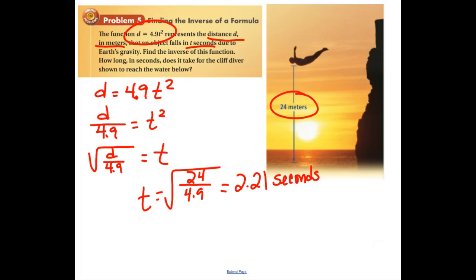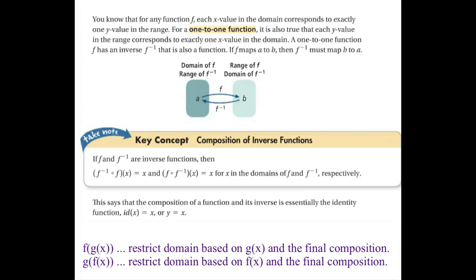All right. So typically, if you are just given a generic equation, you'd switch x and y. If you're given a context like this, you wouldn't switch them. Okay? You're just going to solve for the other variable. All right. The last part that we're going to look at involves doing some compositions.